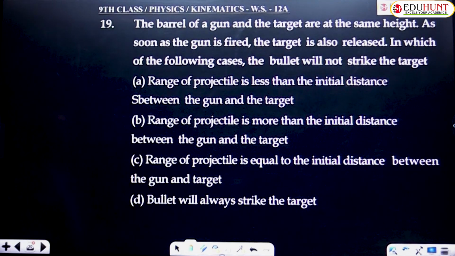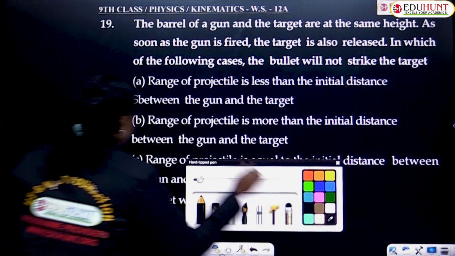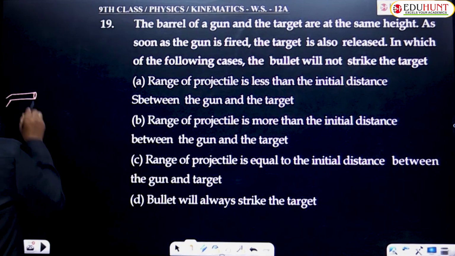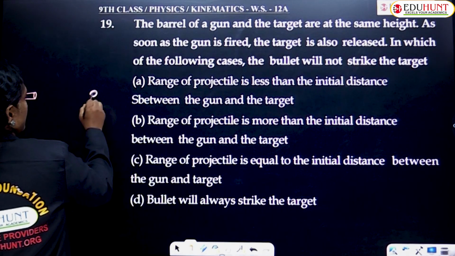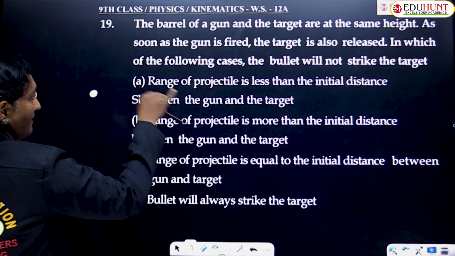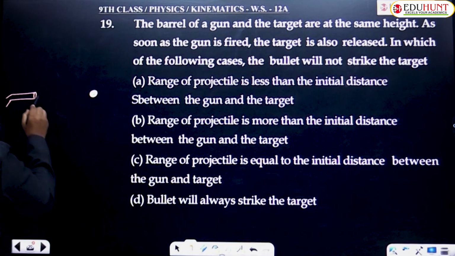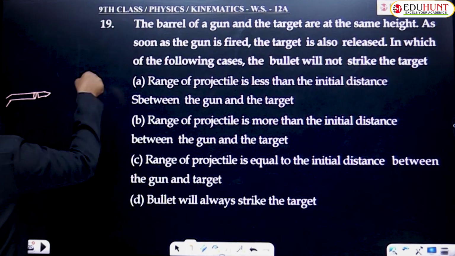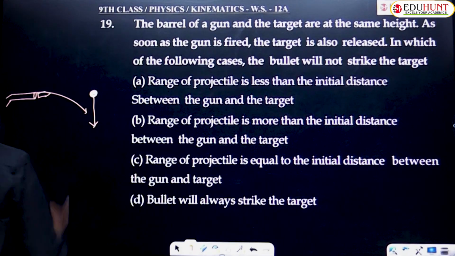Moving to the next question, the 19th question. The barrel of a gun and the target are at the same height. So what is given, children? The gun is there, and the target is at the same height. As soon as the gun is fired, the target is also released. The gun is fired, so the bullet may go something like this, and the target is released, so it is going down. The bullet may go in some parabolic path, that we know.